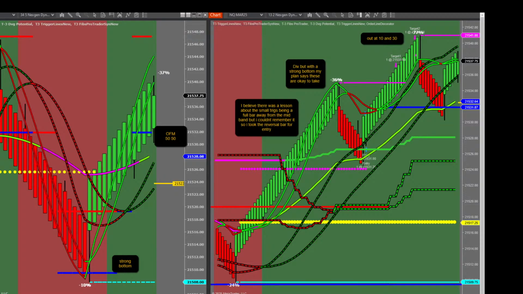Morgan has a strong bottom. Good job, Morgan. And it creates odds favorable momentum. And it gives the area the potential to break. So I'm going to read this. I believe there was a lesson about the small trigs being a full bar away from the mid band, but I couldn't remember it, so I took the reversal bar for entry. So you're absolutely right, Morgan.